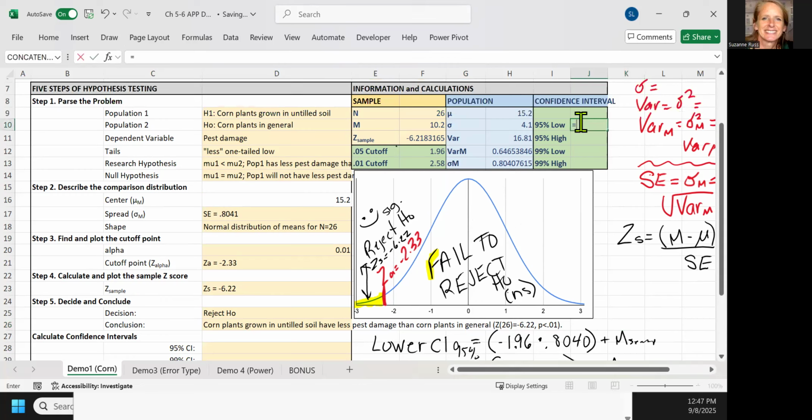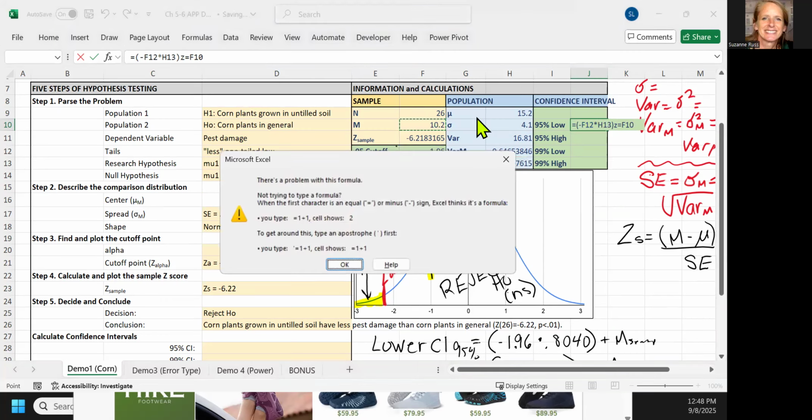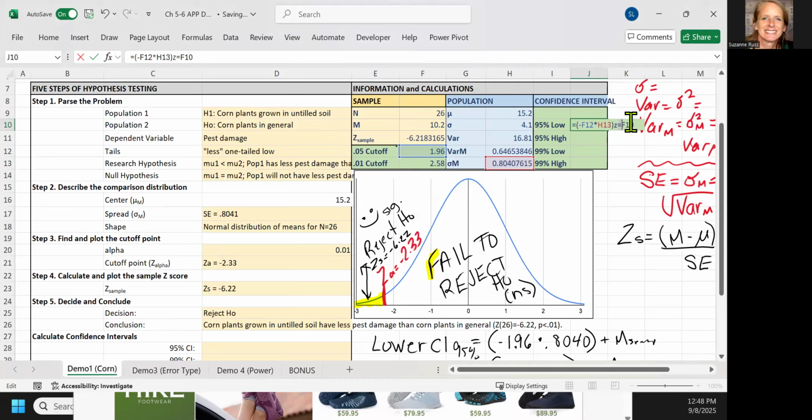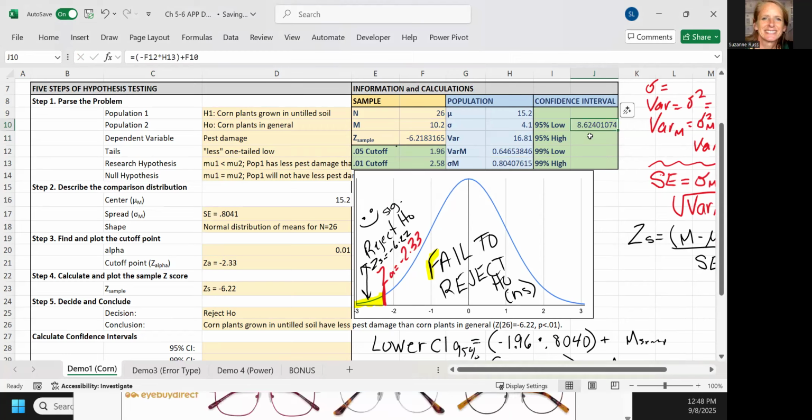The lower cutoff equals, in parentheses, negative 1.96 times standard error plus sample mean. And that's the same as the formula that you used earlier in the semester. What it's telling me is I accidentally put an equal sign in there. So let me fix that right here and get the plus sign in there. That should be better. It's really tiny on my screen. That looks good. Okay, so then we have the low end of the confidence interval for 95% is 8.62.